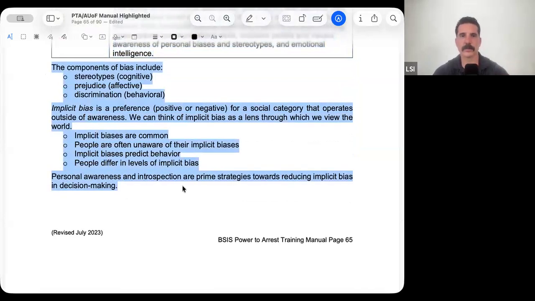The components of bias include stereotypes, cognitive; prejudice, affective; discrimination, behavioral. Implicit bias is a preference, positive or negative, for a social category that operates outside of awareness. We can think of implicit bias as a lens through which we view the world. Implicit biases are common. People are often unaware of their implicit biases. Implicit biases predict behavior. People differ in levels of implicit bias. Personal awareness and introspection are prime strategies towards reducing implicit bias in decision making.